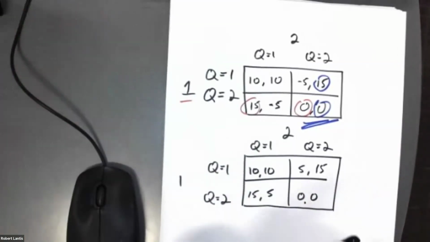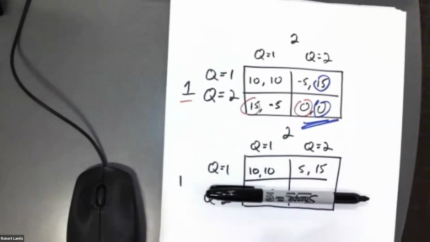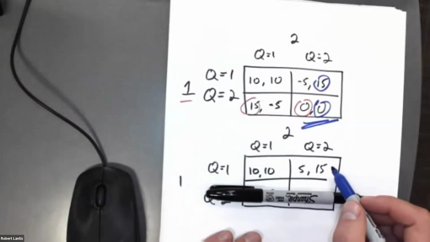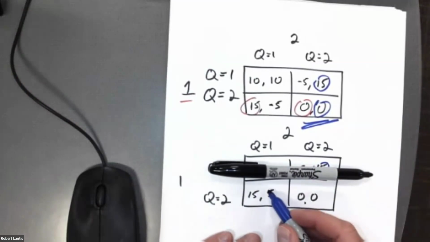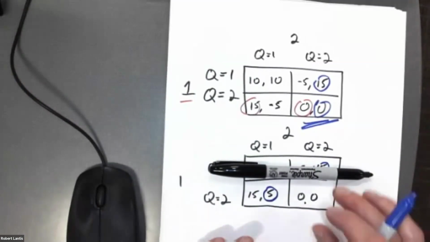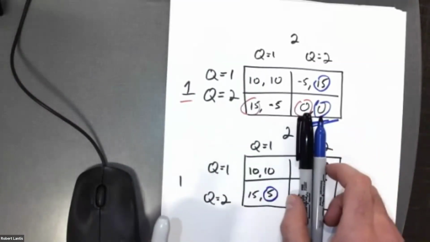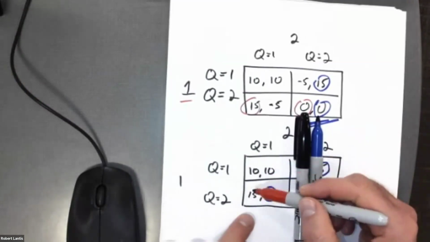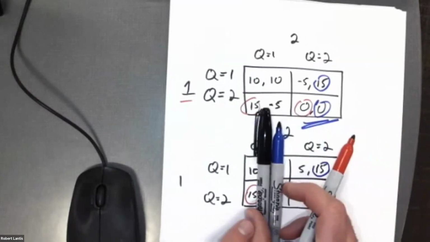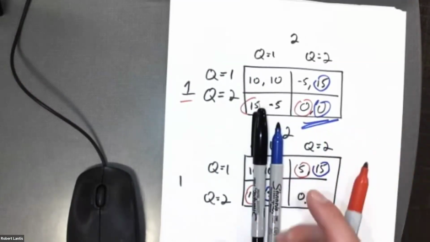Well, now if we go through and solve this game, what should player 2 do? 15 is greater than 10, but now 5 is greater than 0, right? And then what should firm 1, or person 1, do? When the other person is catching 1 fish, they can catch 2, catch 1.